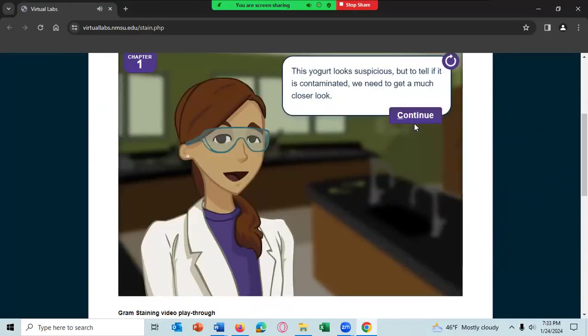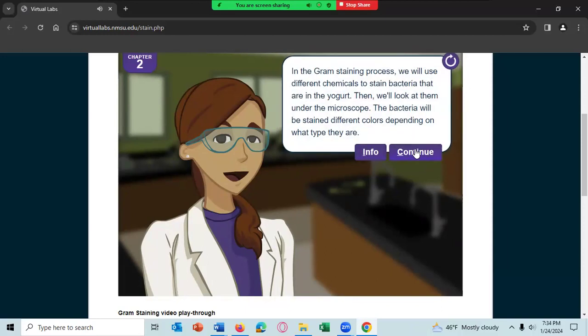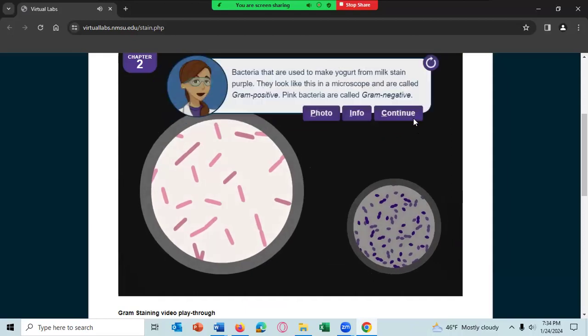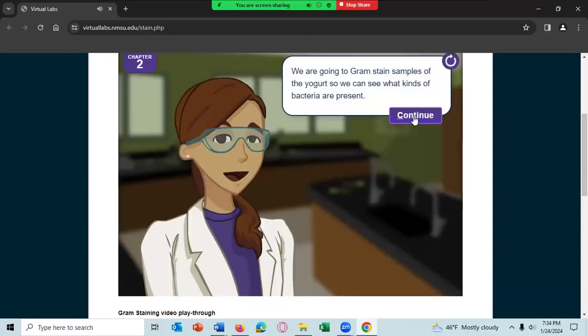Now take a look. This yogurt looks suspicious. Let's collect yogurt samples and prepare them for viewing under the microscope by doing a gram stain. In the gram staining process, we will gram stain the bacteria.